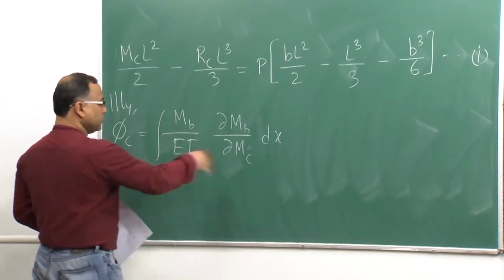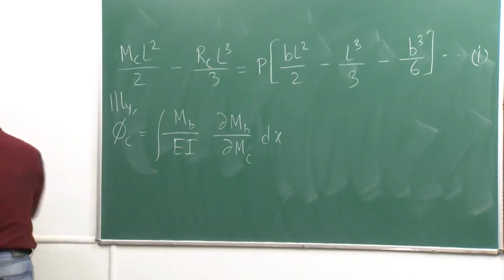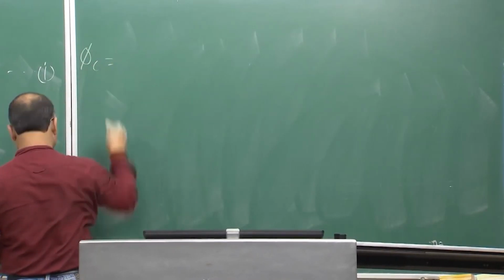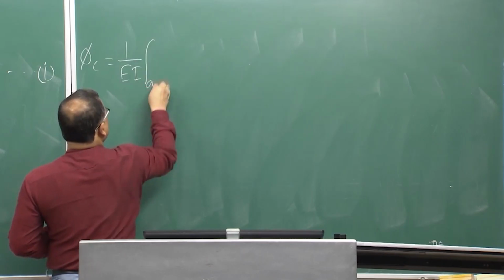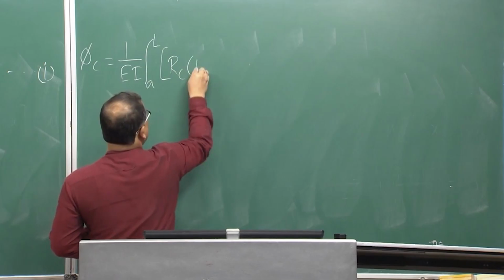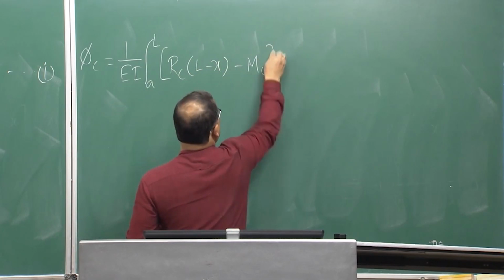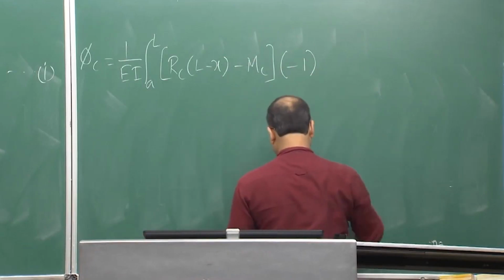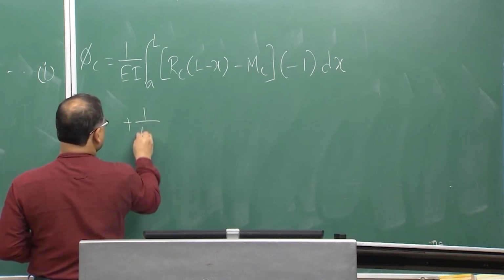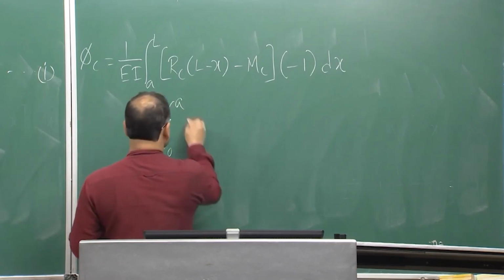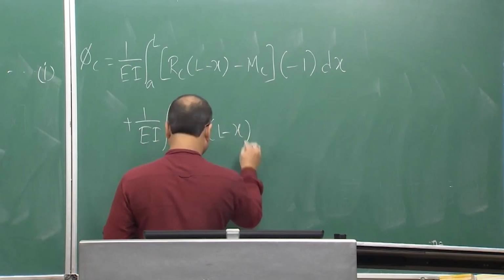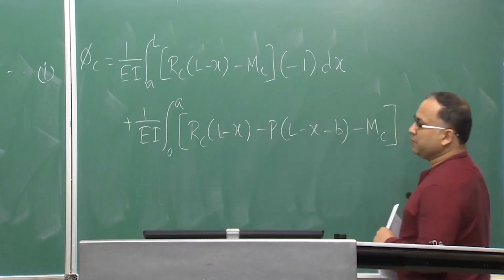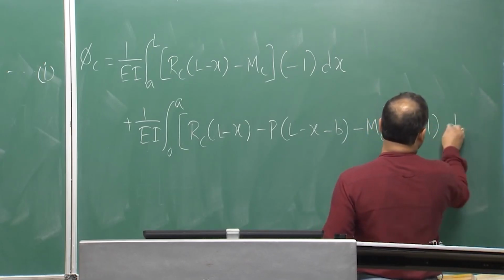Now, if you write down this expression, you will be getting a very similar expression to your deflection delta C. So, phi C equal to 1 by EI, integral 0 to L, RC into (L minus x) minus MC, and del MB del MC for section 1 gives minus 1, into dx, plus, for section 2, 0 to A, RC into (L minus x) minus P into (L minus x minus B) minus MC, and del MB del MC for section 2 is again minus 1, dx.